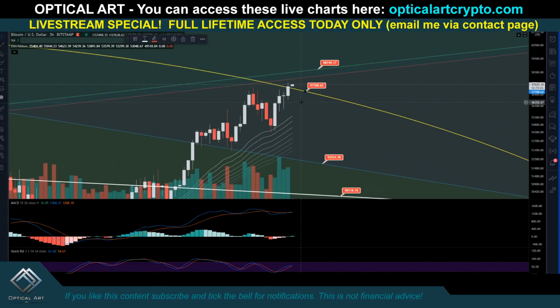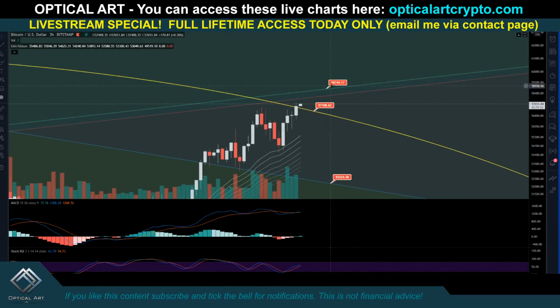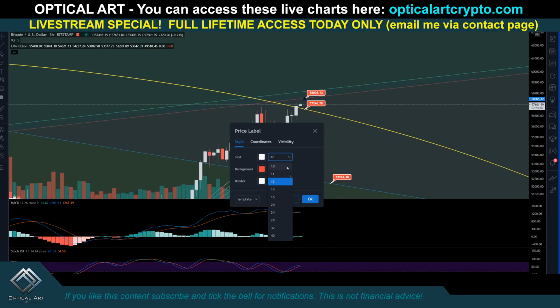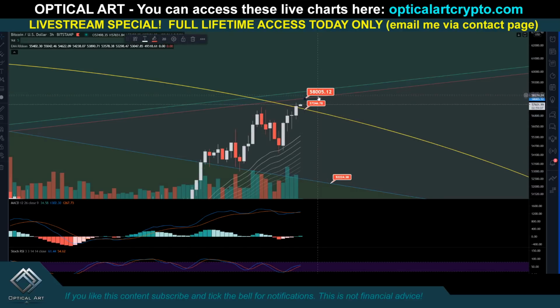This ring has been resistance in the past. We have pushed above it a bit, but I'm just going to show you resistance levels above. We've got a lot of resistance right above where we're at currently. So this resistance at this ring is around 57,246. You can see this next red line above. Let me make this bigger so you can see it here. So your next resistance or major resistance to watch is 58,000, and right above that is 58,500.